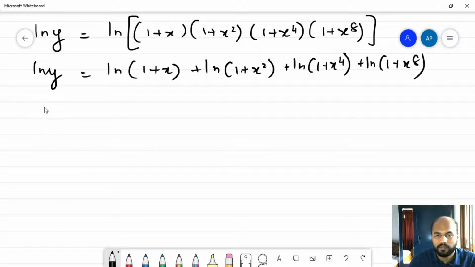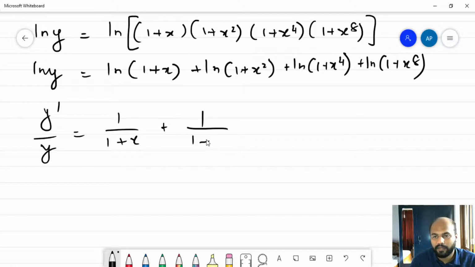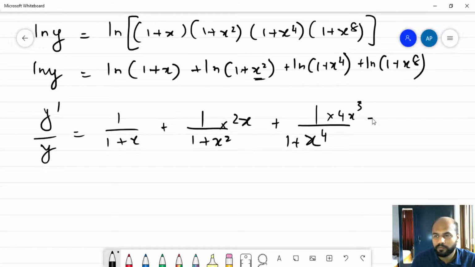Let's continue. So when I differentiate this, this would be y'/y equals 1/(1 + x) + 1/(1 + x^2). Not to forget this x squared, so there will be a derivative 2x. Next it will be 1/(1 + x^4) into 4x^3 plus 1/(1 + x^8) into 8x^7.